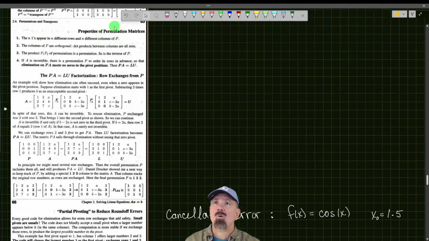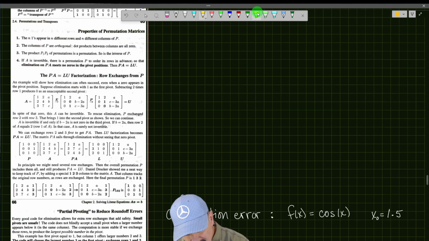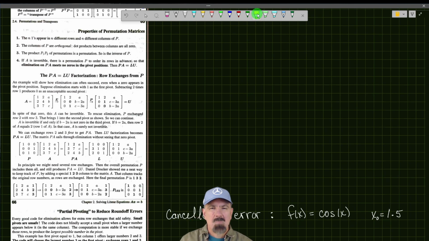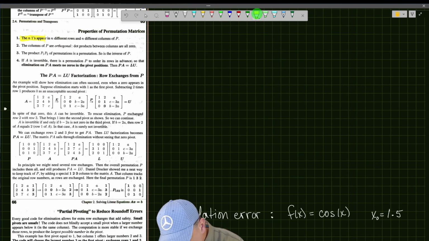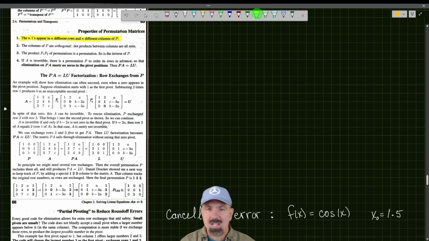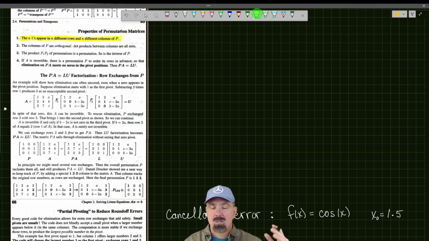Let's talk about some more of the properties of permutation matrices. All of these are important. Most of them are reasonably straightforward, not a big surprise. So the 1s that occur in a permutation matrix are all going to occur in different rows and different columns, which is obvious from the standpoint that we started with the identity matrix and all we did was swap the rows or swap the columns of the identity matrix. So of course there's one 1 in each row and each column.